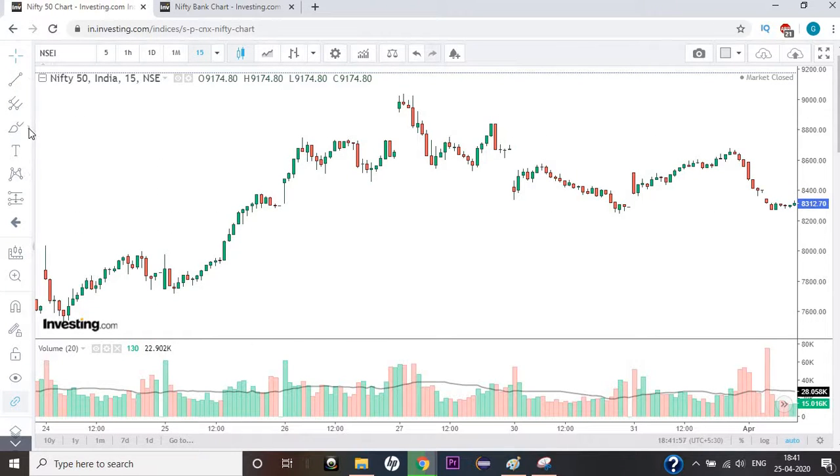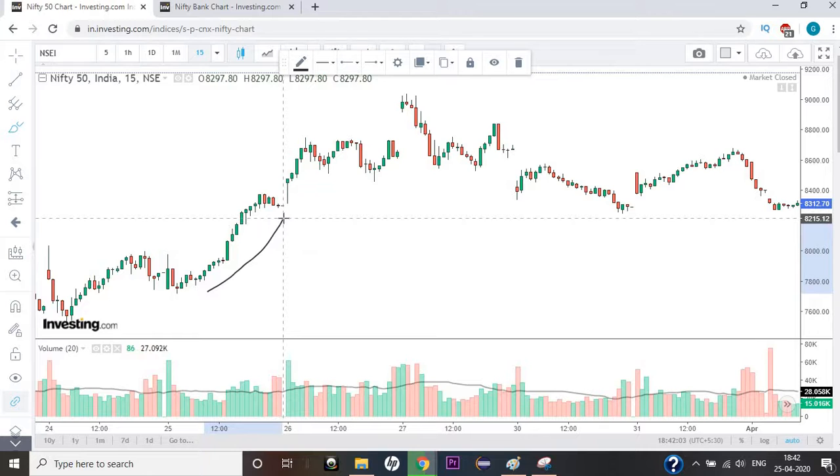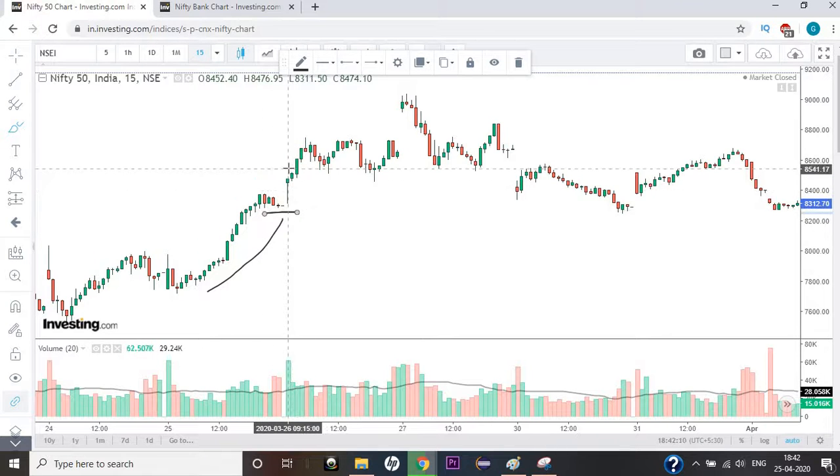I'll grab a pen tool. Okay guys, now you can see there is an uptrend, and somewhere here the market was going sideways for 2-3 days. Then a hammer is encountered, right? The body and a tail. There is no upper shadow. That's one of the key points to remember.